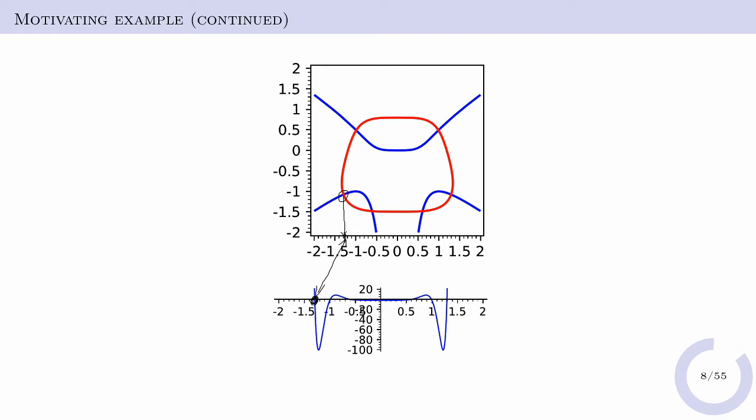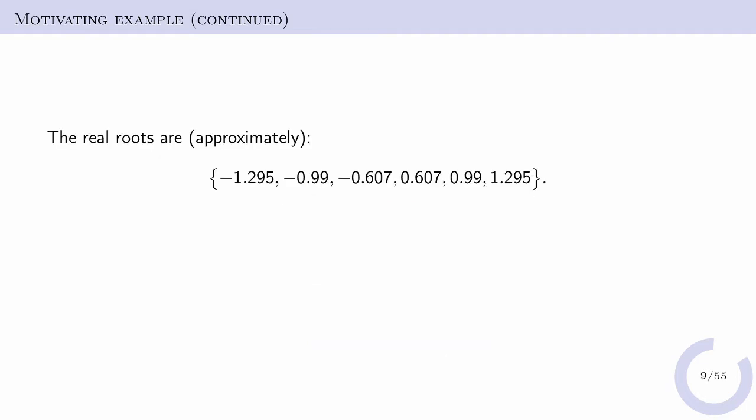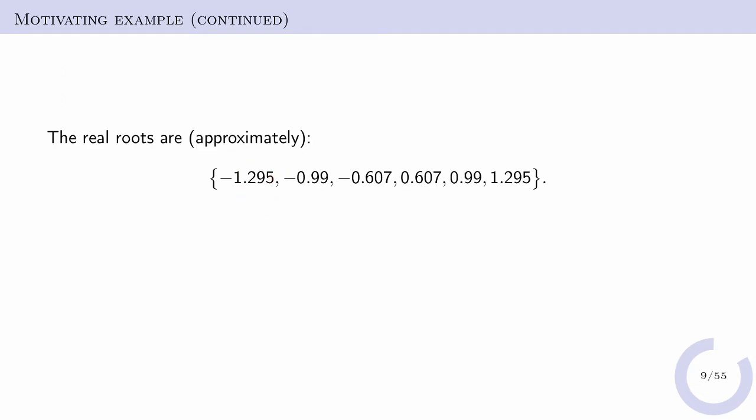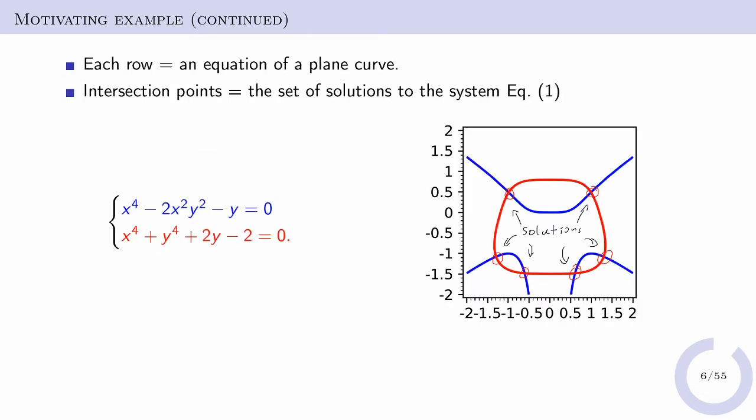So what can we do now? There are actually two possibilities. First of all, we need to find the roots of this univariate polynomial. In our case, the real roots are these 6 numbers that we find with some accuracy. One thing that we can do is to substitute these values that we computed, these roots, into the original system. So we can substitute them for x in the original system.